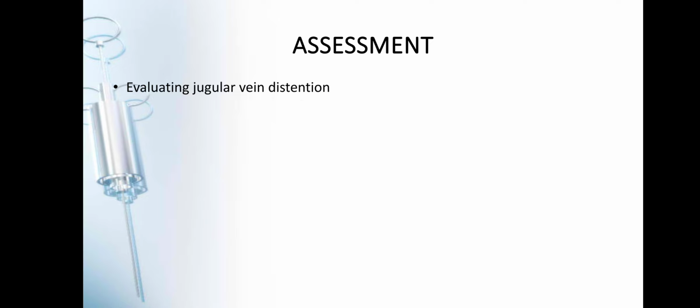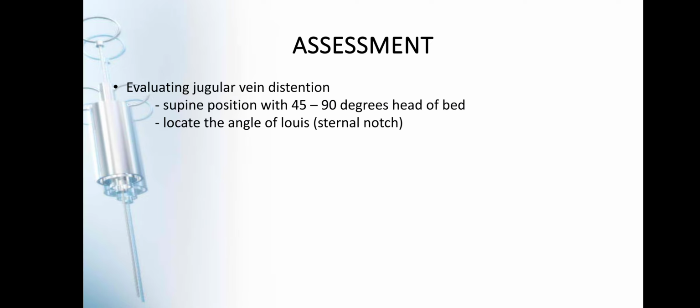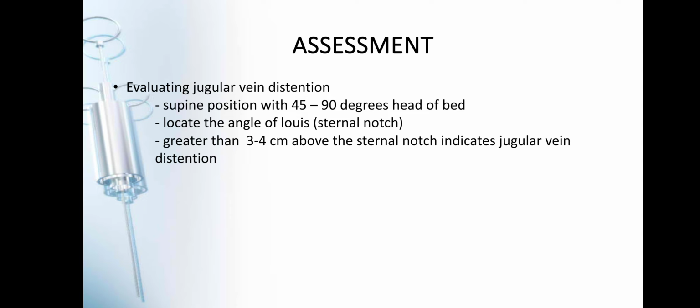Okay? So, evaluating the jugular vein distension, ayan. Paano po i-evaluate? You place your patient in supine position with 45 to 90 degrees head of bed or nasa semi-Fowler's position siya. And then locate the angle of Louis dito sa ating sternal notch. And then greater than 3 to 4 centimeters above the sternal notch indicates jugular vein distension. Pag may makita ka dito, ipaparaise mo yung head ng patient mo. If makita ka na may bulging dyan, meaning distended siya, meaning your patient has problem with your heart, no? With his heart or with her heart.